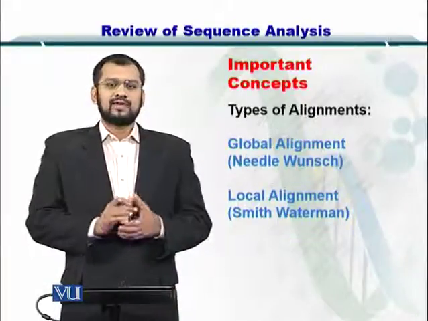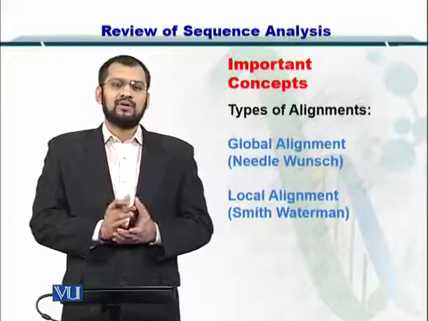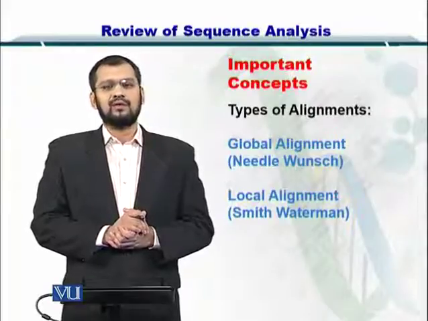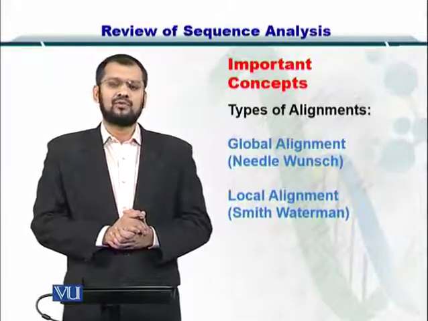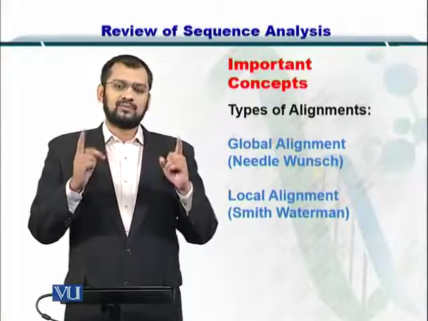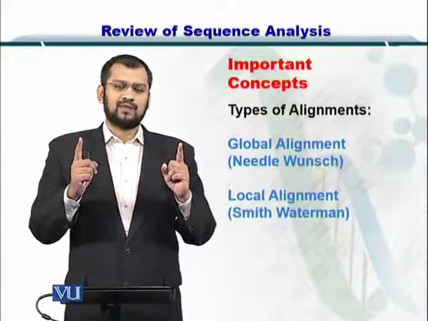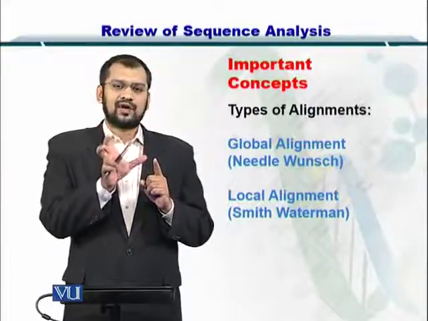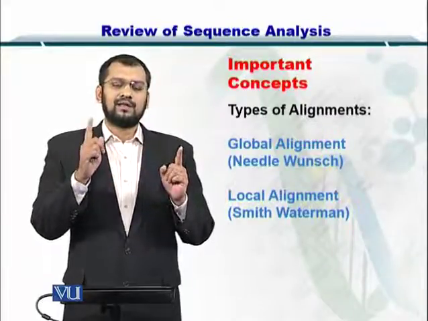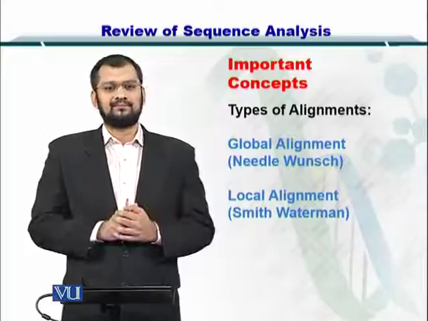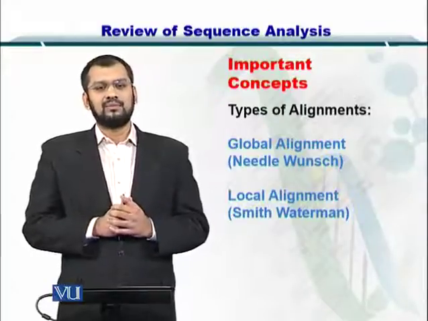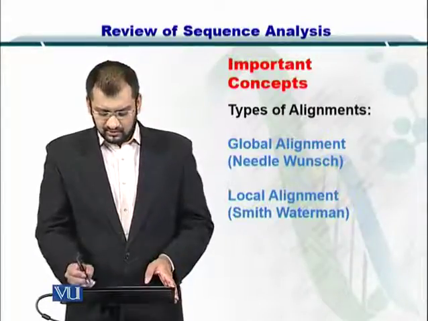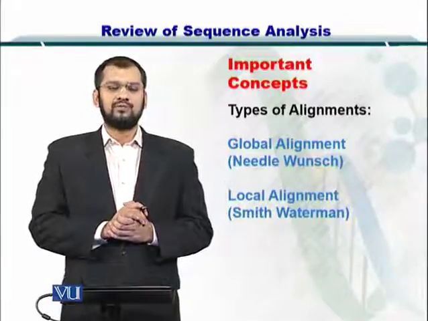So towards the types of alignment, we looked at the global alignment and the local alignment. So in case of global alignment, we took a biological sequence and we tried to fit another biological sequence on top of it by making an end-to-end comparison. The algorithm that we used for the global alignment was the Needleman-Wunsch algorithm.